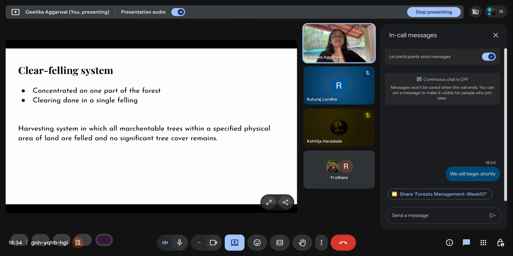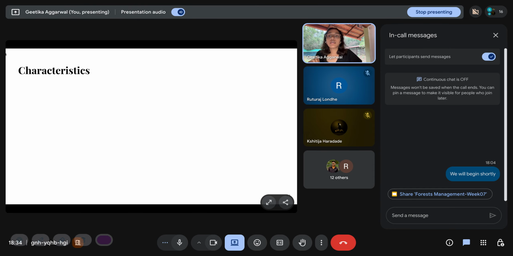So after you have carried out clear felling, the entire area is now barren, there's nothing left behind. So that's called a clear felling system. But it only happens in a very concentrated area, in a very small area of the entire forest. Okay. What are the different characteristics as we discussed?